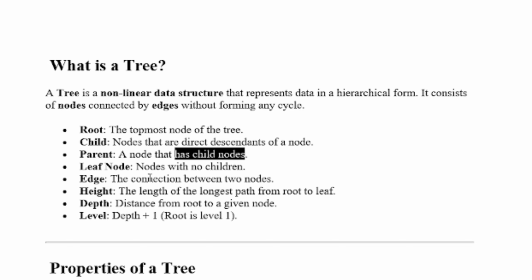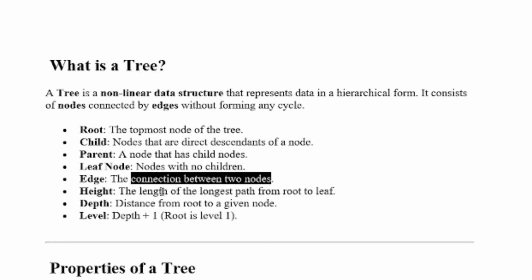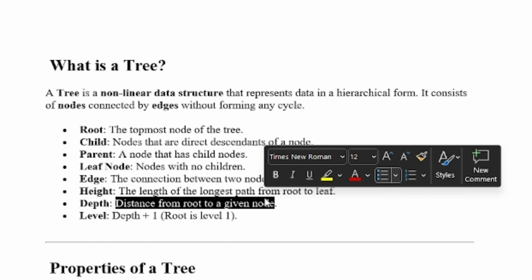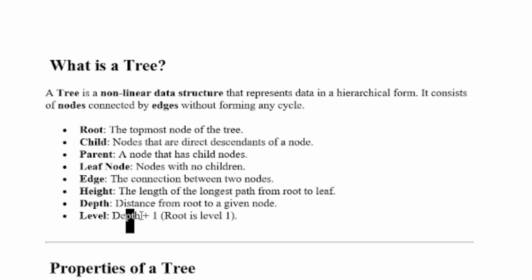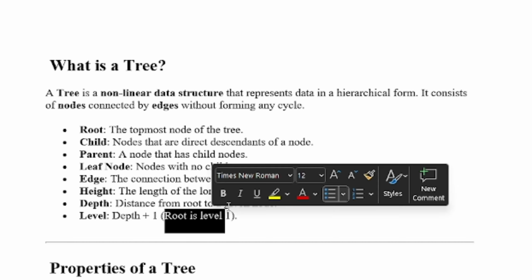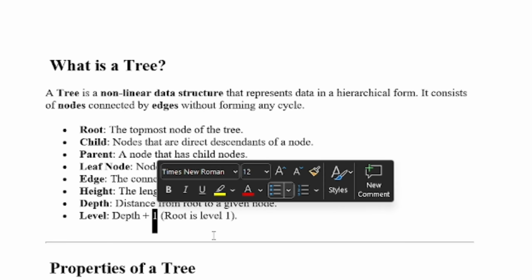Edge is the connection between two nodes. Height is the length of the longest path from the root to a leaf. Depth is the distance from the root to the given node. And level is depth plus 1. Root level is 1, because the given tree has a root value, so the root is also level 1. So we just add 1 for the root.